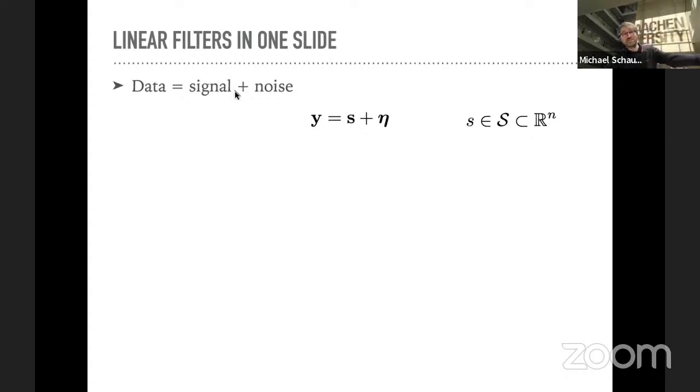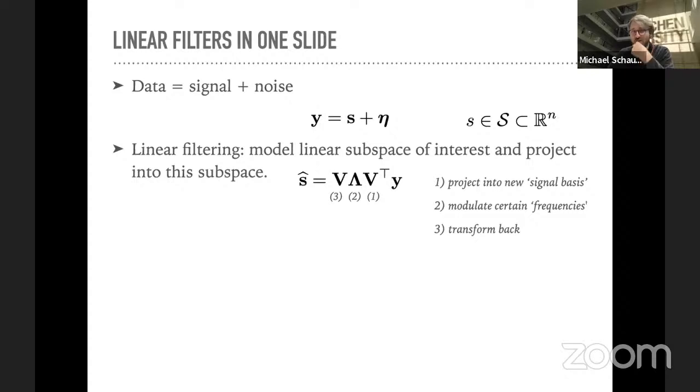So we think of the data that we get as a vector y, let's say in a finite dimensional vector space, and we have a signal s and some noise eta. The name of the game when it comes to linear filtering is that we want to model the signal and assume that it lives in some kind of linear subspace of R^n. And now we want to do filtering. How do we do that? Essentially, we can think about this in terms of three steps. We project into some new signal basis that spans this subspace of interest to us.